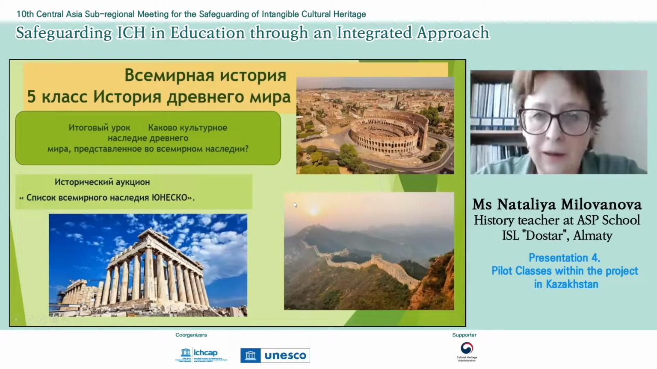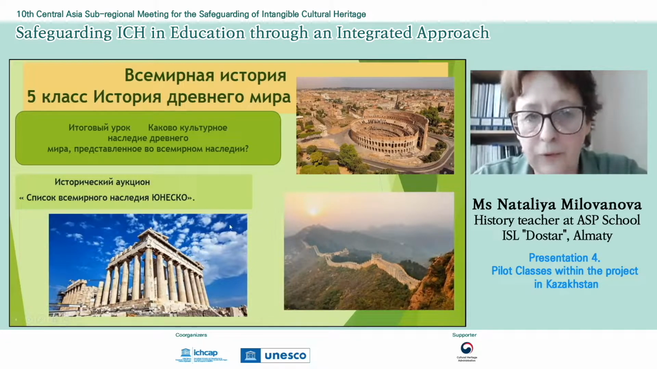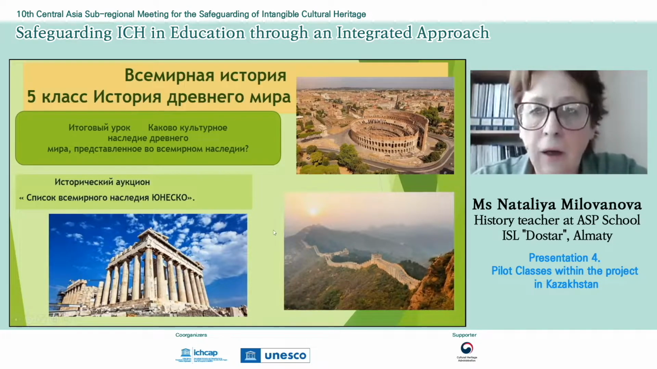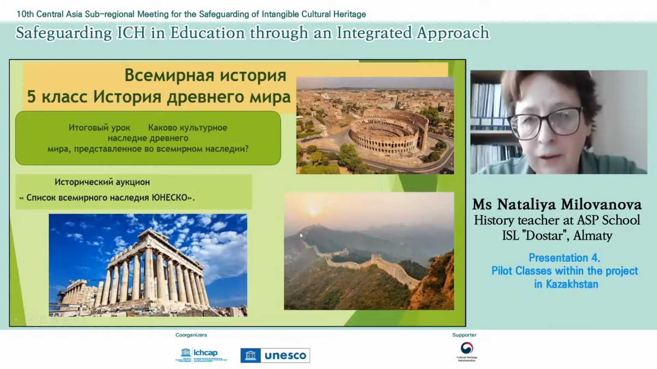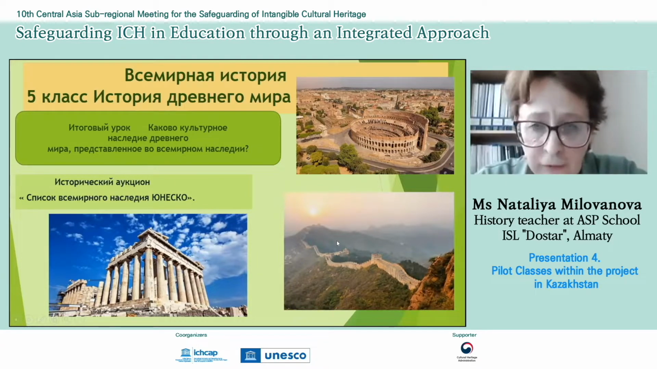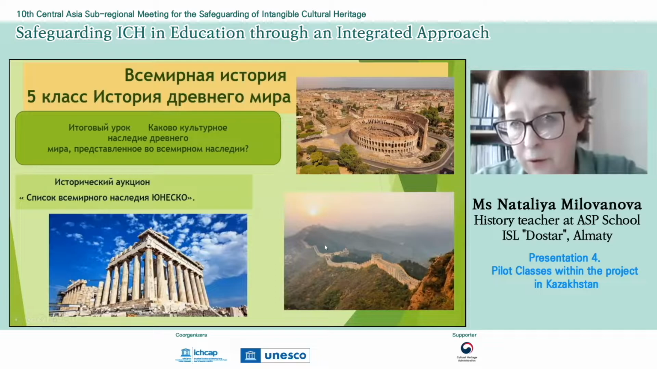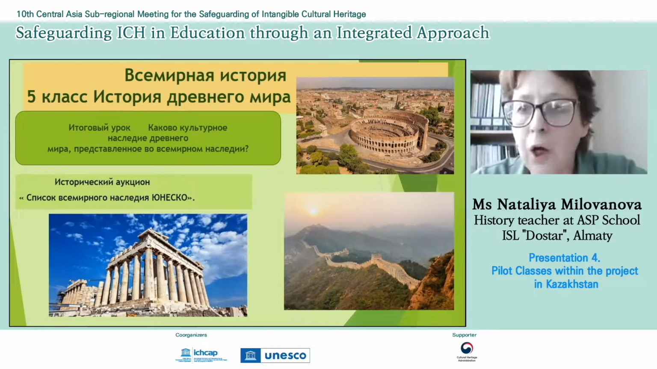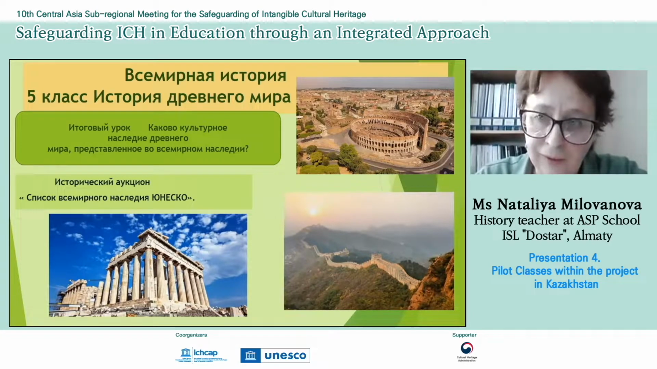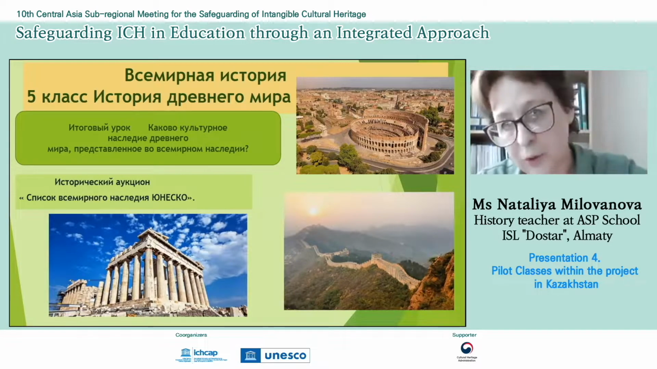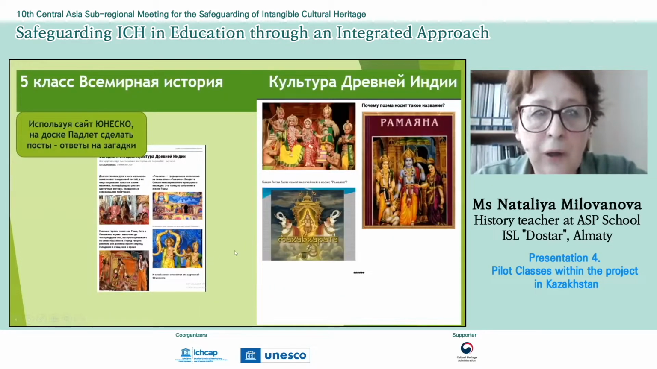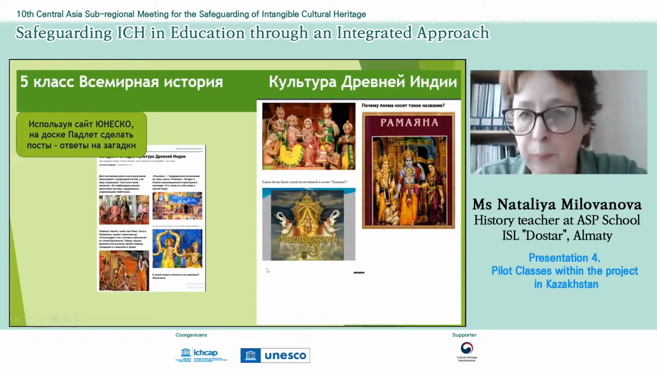Speaking about the global history, well, there is a huge list of possibilities starting from grade 5. For instance, we did the historical auction, the UNESCO World Heritage List, the history of the ancient world. The students would get these pictures and they had to use the UNESCO website to define what are the World Heritage sites shown here. And now we're going to work not just with the sites, but we're also going to be adding some more interesting ICH elements.